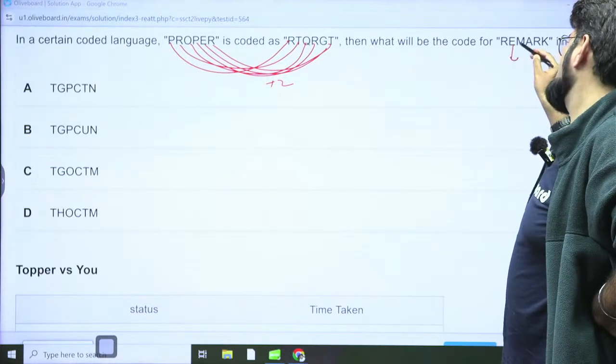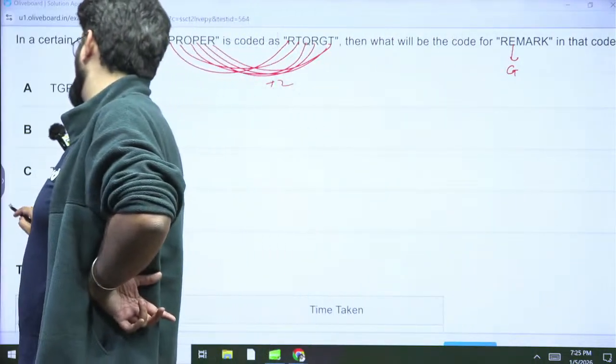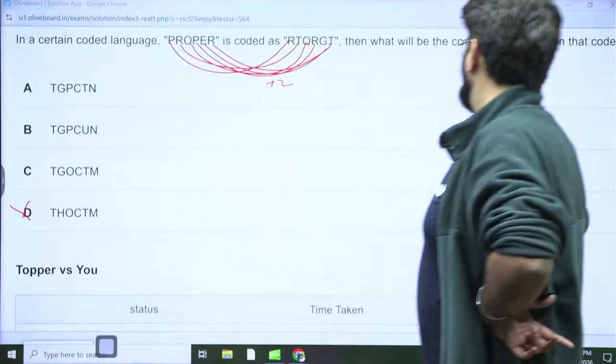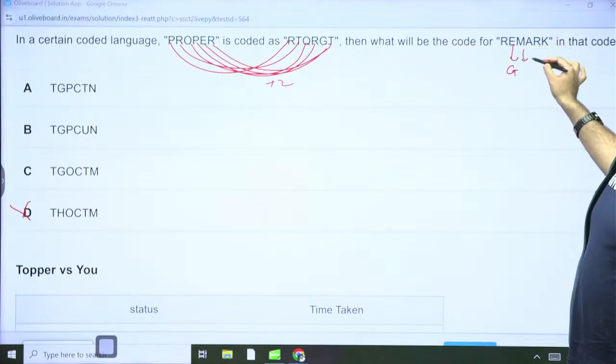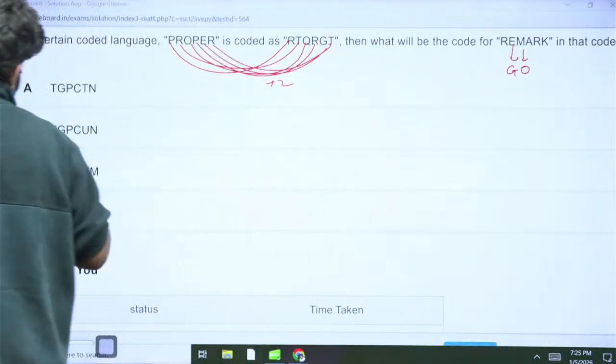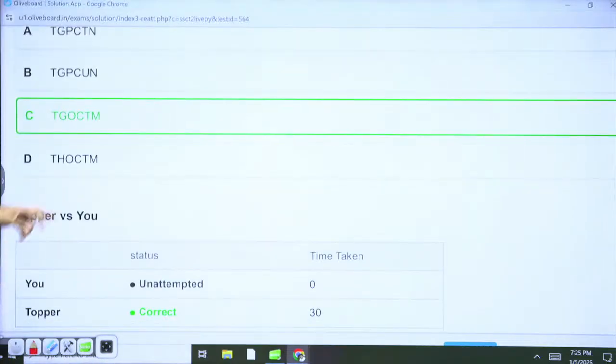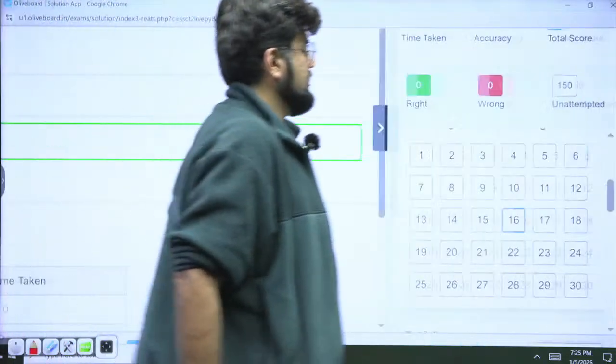Second letter is E plus 2, 5 plus 2 is 7, G. So we'll delete this one. Then the third letter is 13 plus 2 is 15. So O, that means option C is the right answer. Okay, option C is the right answer. 30 seconds. Good. Nice. Next.